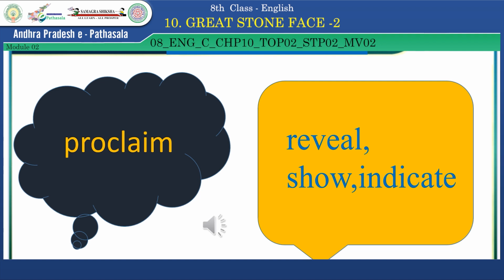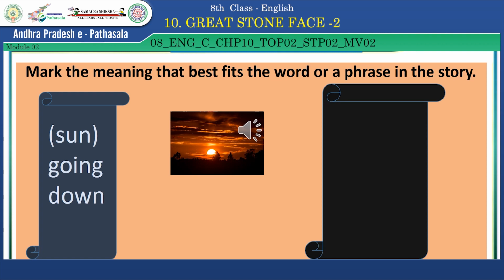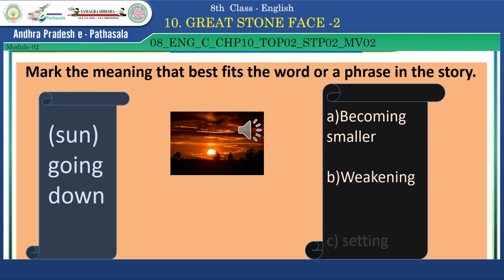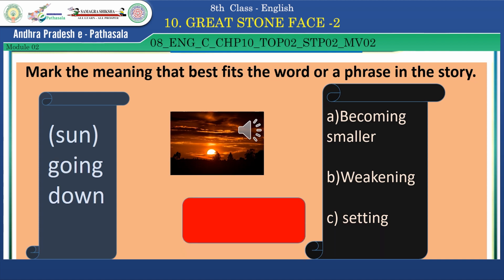Children, have you understood the synonyms? Okay. To know how far you understood, let's have an assessment. Get ready. Children, mark the meaning that best fits the word or phrase in the story. The word is going down, sun. Children, here three options were given. First one is becoming smaller, second one is weakening, and third one is setting. You are right. The answer is setting. Very good. Let's move on.